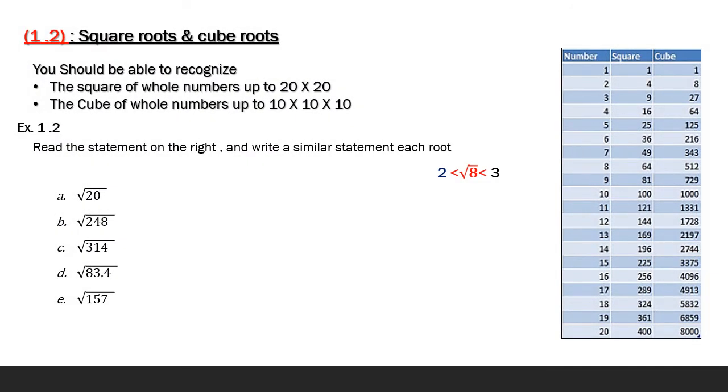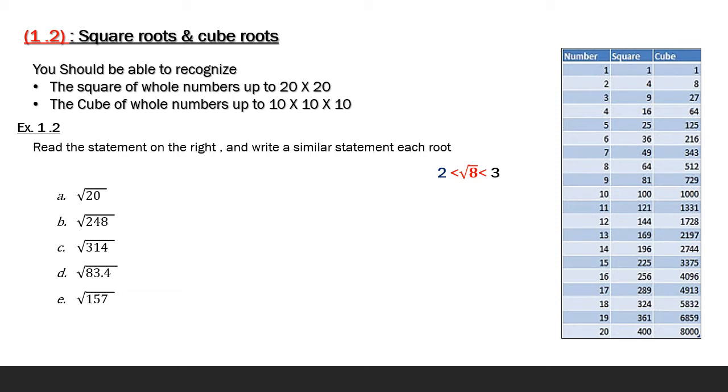Next lesson, which is square roots and cube roots. First of all, we should be able to recognize the squares of whole numbers up to 20 by 20 and the cubes of whole numbers up to 10 by 10. On the right hand side you will find a table containing the numbers from 1 to 20 with the square values and the cube values of these integers. So we need to save this in our memory.